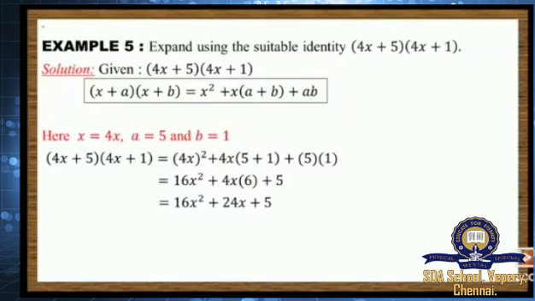get 4x plus 5 into 4x plus 1 equals 4x the whole square plus 4x into 5 plus 1 plus 5 into 1. So when you apply square inside the bracket, then if you add 5 plus 1, you will get 6, and if you multiply this 5 into 1, you will get 5. So when you solve this expression, you will get 16x square plus 24x plus 5.